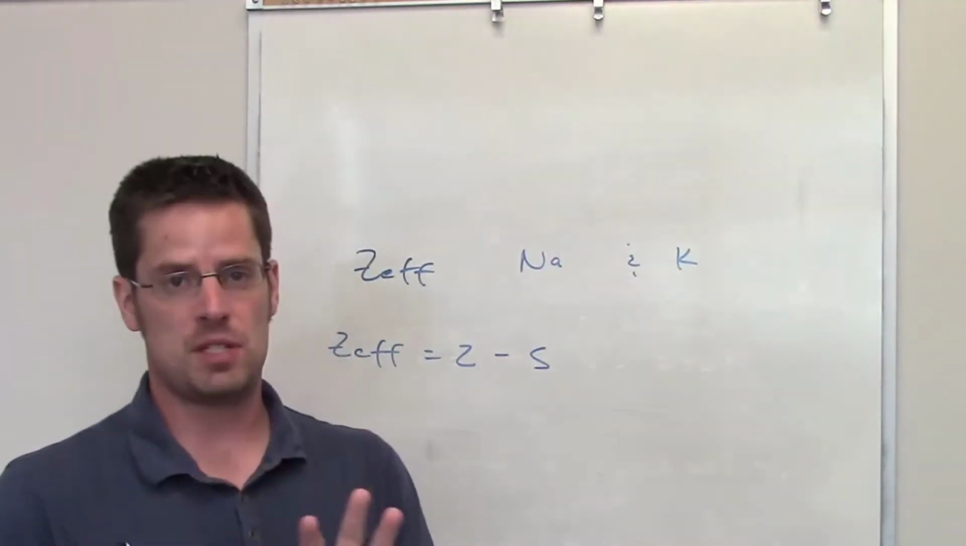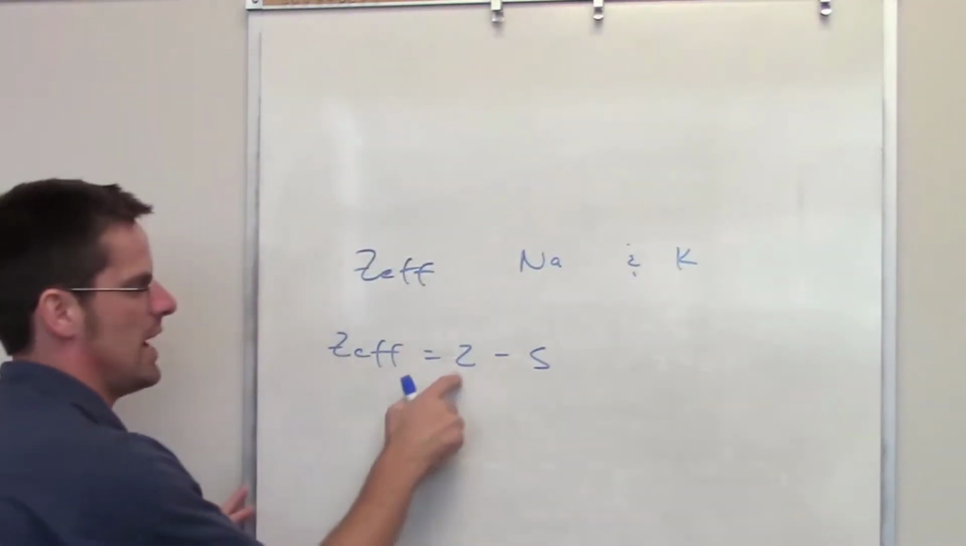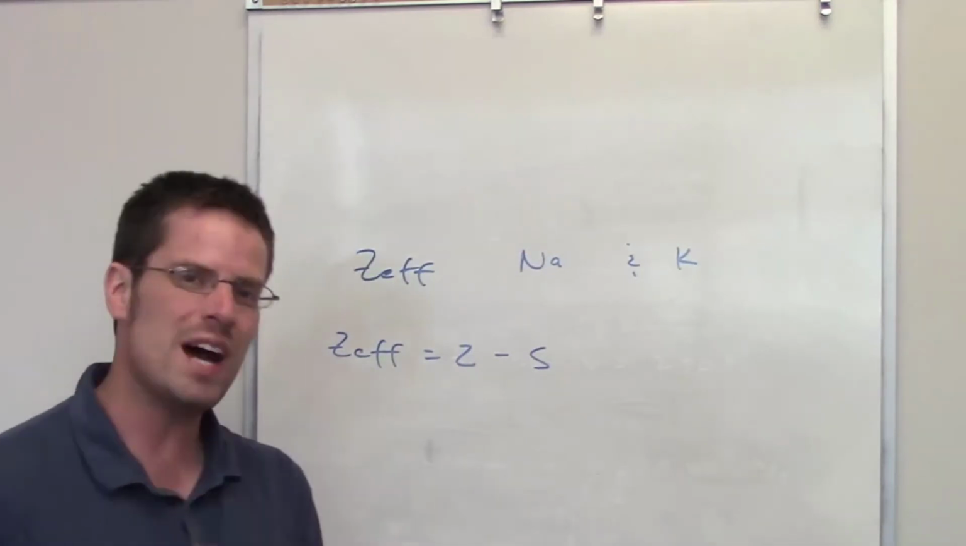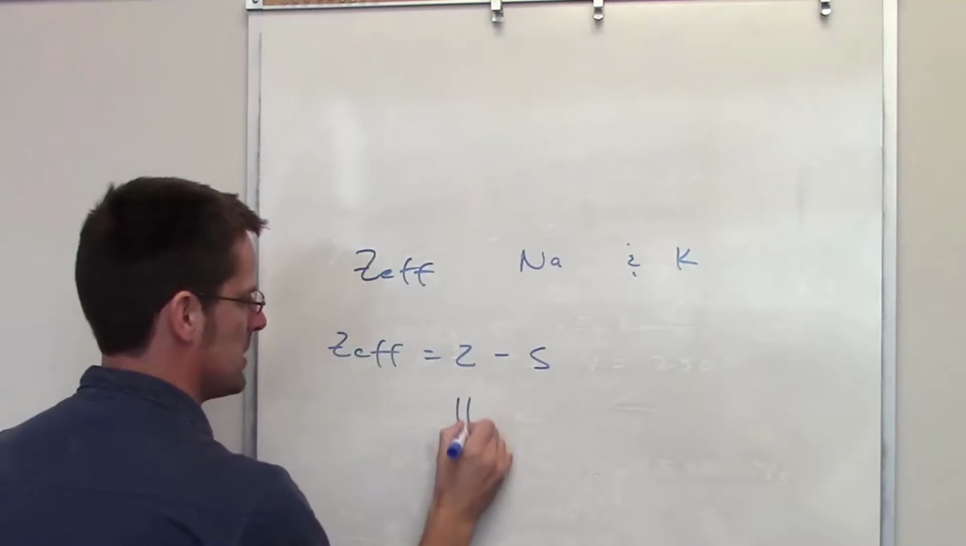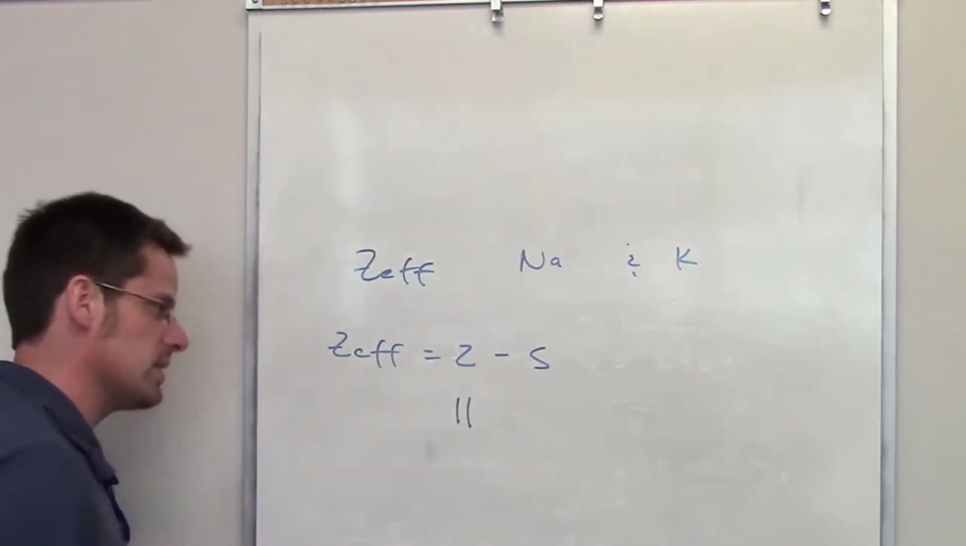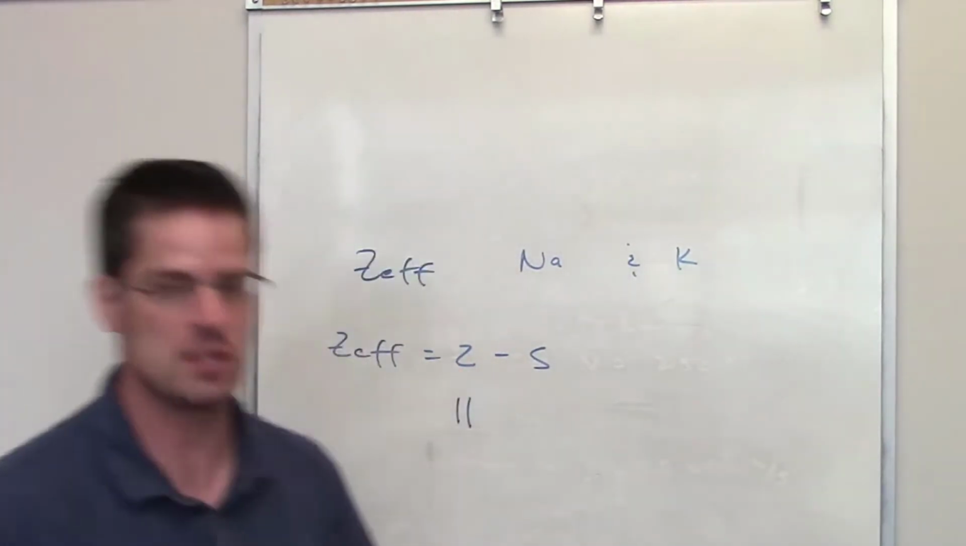So doing the steps that I talked about earlier, we first of all have to look at sodium on the periodic table. What is its atomic number? And the answer is 11. So we're going to start out by doing sodium. Sodium has 11 protons in its nucleus because its atomic number is 11.